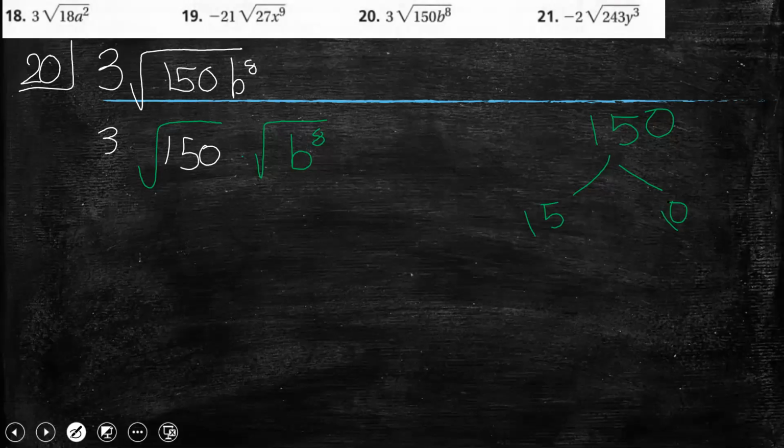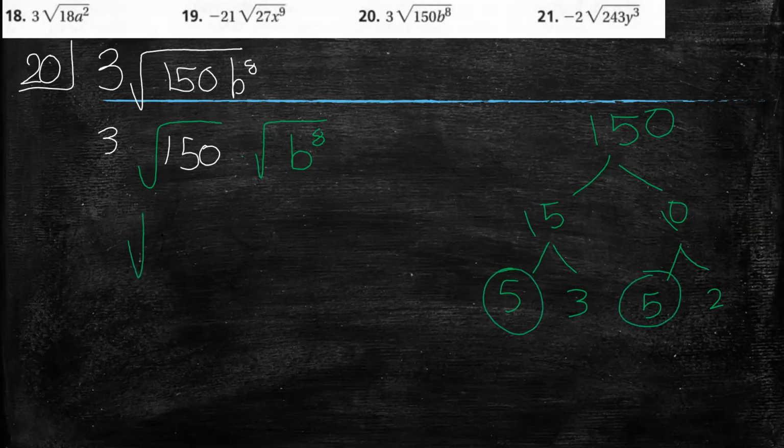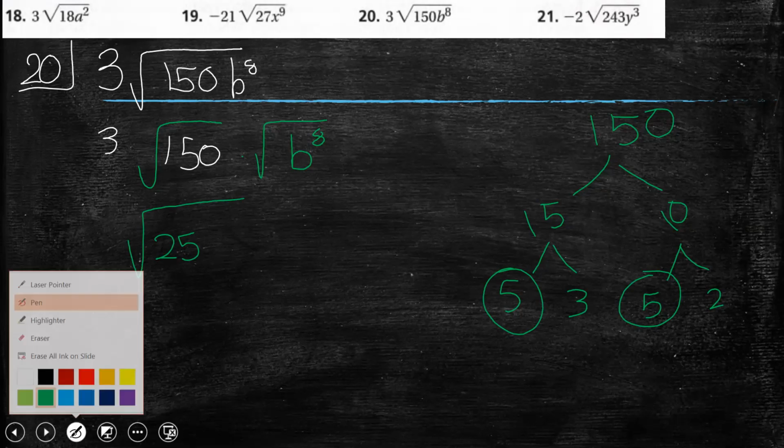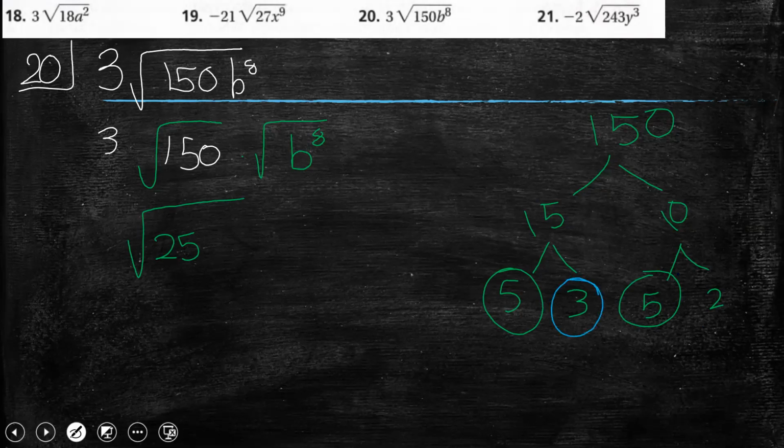Now let's come here. We said that it is 15 times 10. 15 is 5 and 3. And 10 is 5 and 2. Is it right? Yes. What is the number that is repeated here? 5. We have 5 and 5, so we multiply them, you get 25. And then you multiply the other numbers that are not repeated, which is 6. So it is 25 times 6.